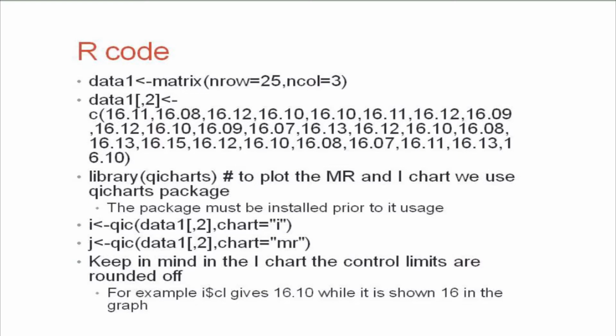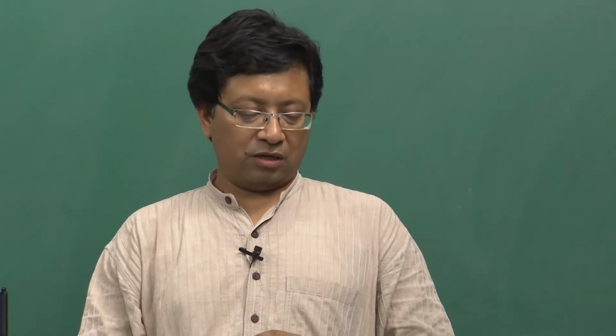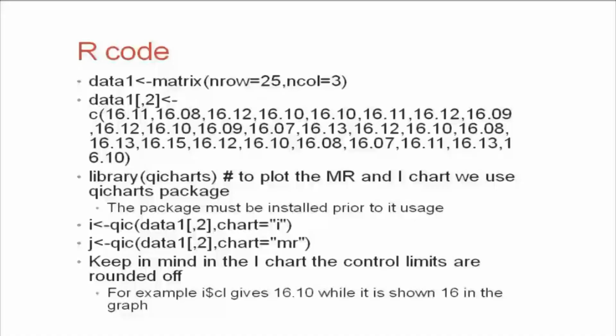So, we write the R code. You save the data in a matrix. The matrix is of size 25 by 3, with the serial number, the can, and the weights accordingly. The weights are given starting from 16.11 to 16.10, and we want to plot the moving range chart.